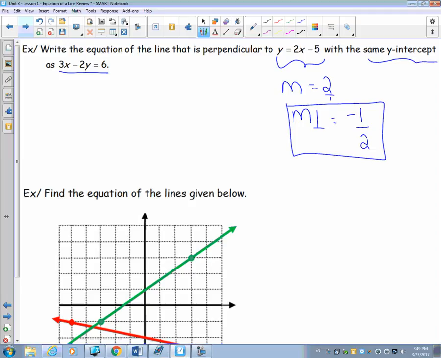That's a form that's not nice for us to figure out the y-intercept. It's not in the right order. So let's change the order. Let's put it into y equals mx plus b. Let's rearrange it.